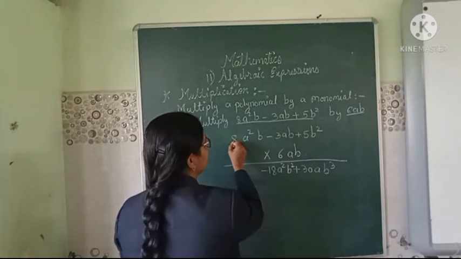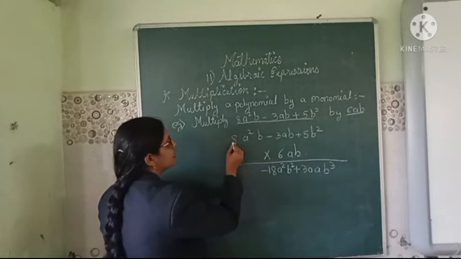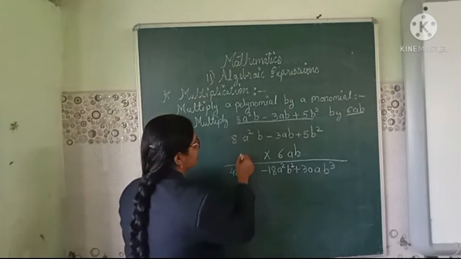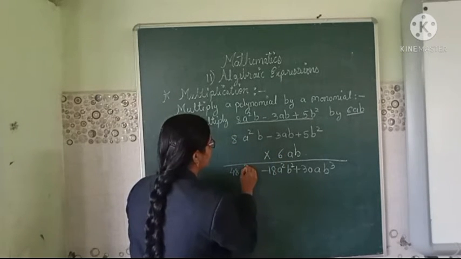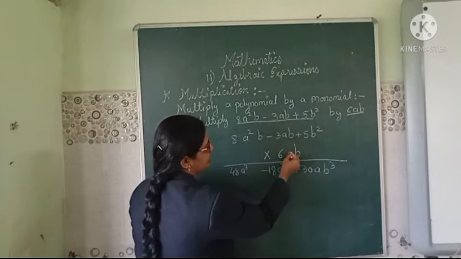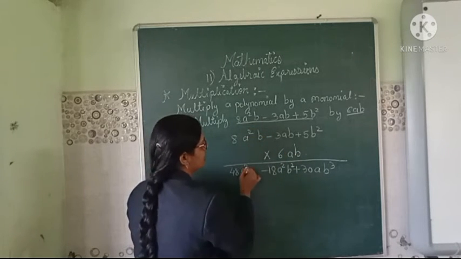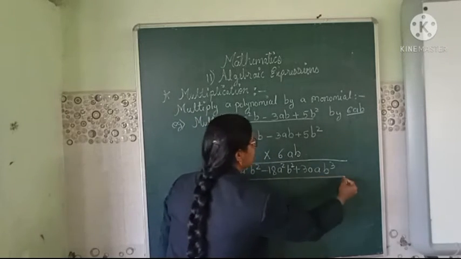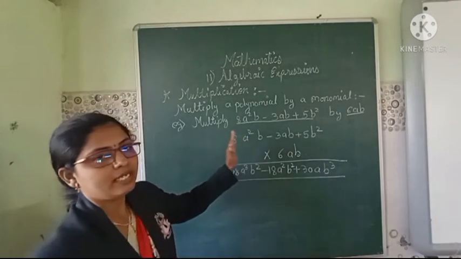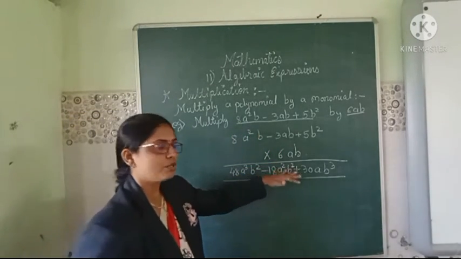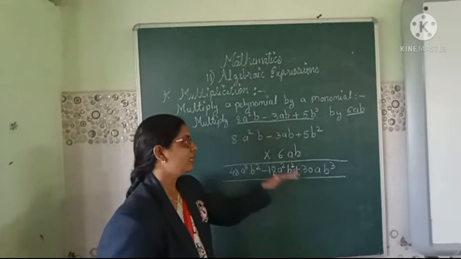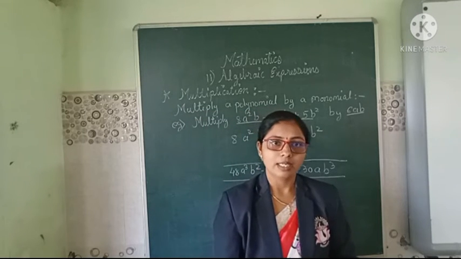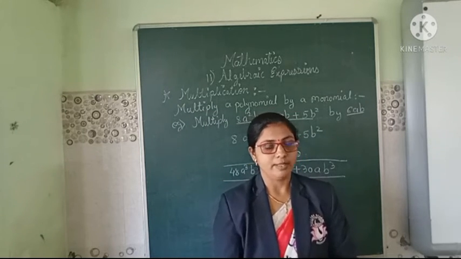Then multiply with this term. First we will multiply the constants. 6 eights are 48. The sign is positive, so we will keep it as it is. Then 48, a cube, b square is there and here 1 is there, so we will add it into this one. So it will be a cube and b square. So this is our answer if we are multiplying a polynomial by a monomial. In this way we can solve the examples related to this type of polynomial multiplied by a monomial.